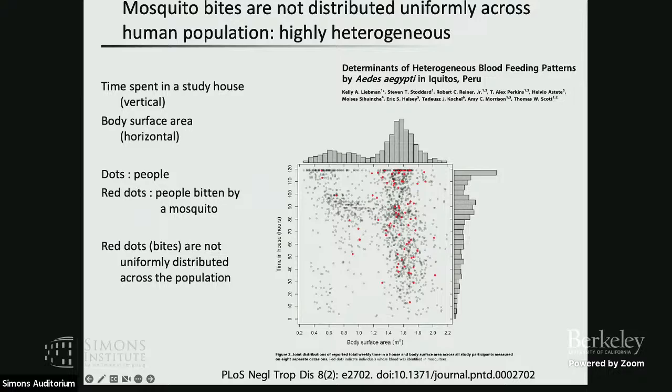And so the key thing to see is that the red dots are not distributed uniformly across all of those dots. So some people tend to get bitten more often than others.